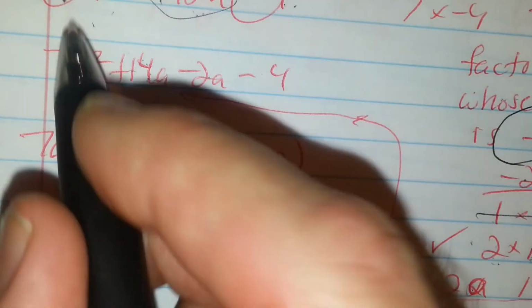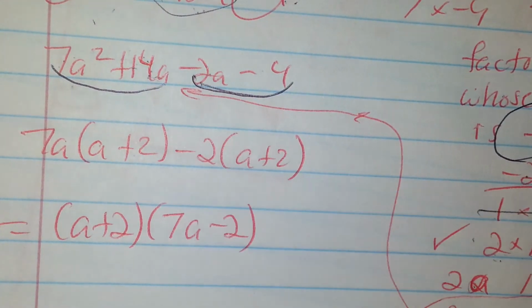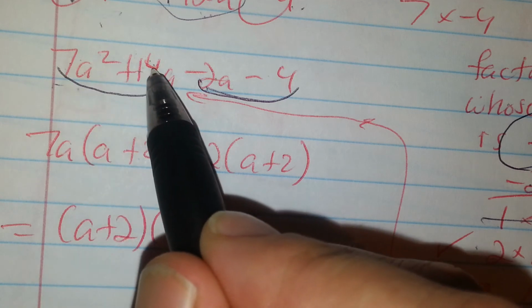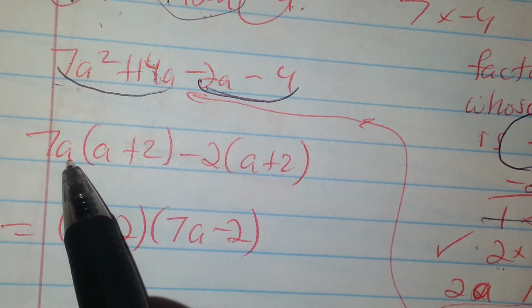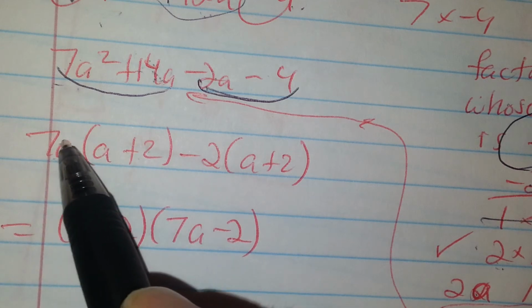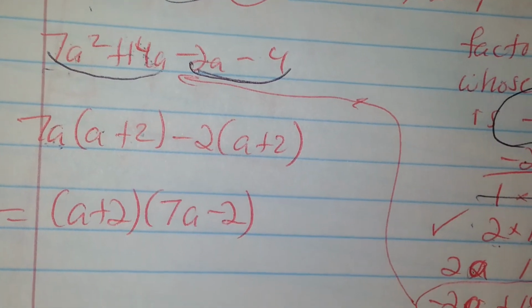So I'm grouping this group together and this group together. Okay? So I look for common factors for this group, which is going to be, they each have a 7 and they each have an a. So I factor out, divide out a 7a. What's left is a plus 2. 7a times a is 7a squared. 7a times 2 is 14a.